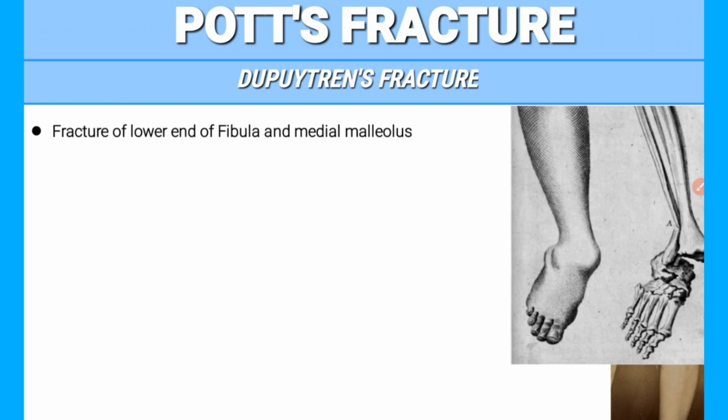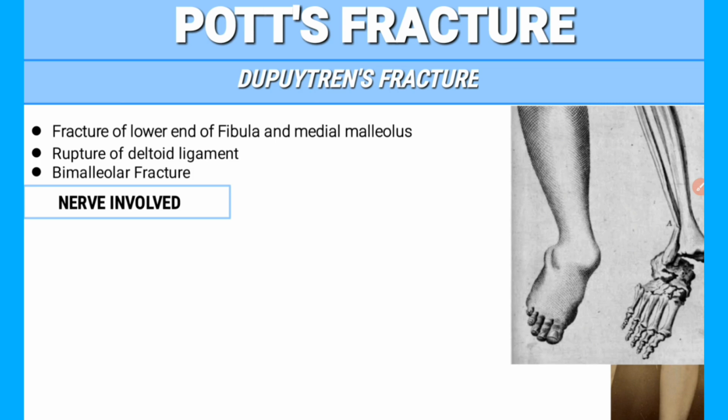Now the topic is Pott's fracture. It is also known as Dupuytren fracture. It is a fracture of the lower end of the fibula and medial malleolus. The rupture of the deltoid ligament is also associated with Pott's fracture. It is the Dupuytren fracture, or the broken ankle. It is a bimalleolar fracture.